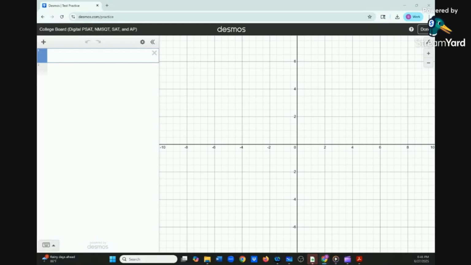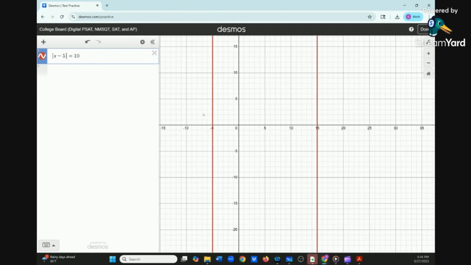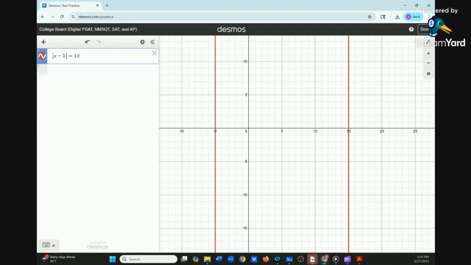All right, so now let's see how long it takes us to solve this just using Desmos. I'm going to type in the absolute value of x minus 5 equal to 10, literally. How many seconds did that take me? A few seconds, and I saw that my answer was -5 and 15. So when you're solving an absolute value equation, the answers are where the graph or the vertical lines cross the x-axis. In this case, my answer would be -5 and 15, and that took me about 5 seconds.